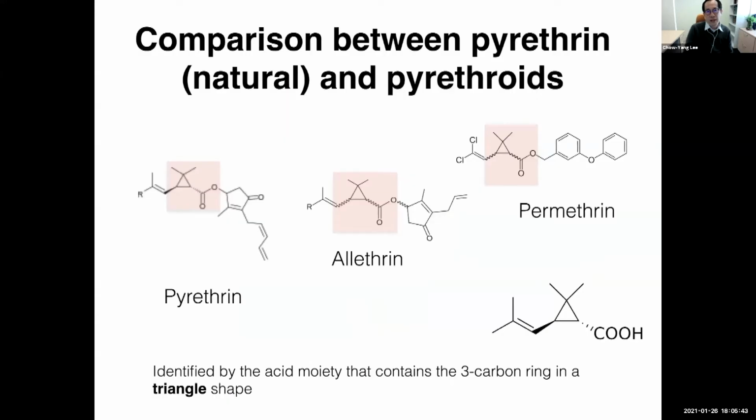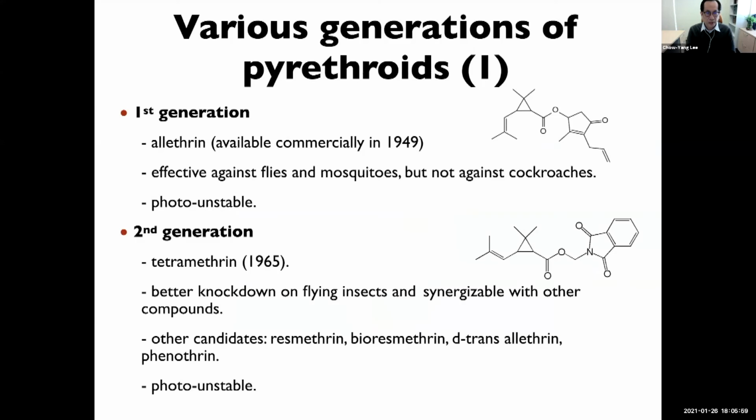So if you compare pyrethrins and pyrethroids, you can identify them based on the acid moiety that contains a three-carbon ring in a triangular shape. There are a total of five generations of pyrethroid. The first generation was available commercially back in 1949. This is allethrin. It's effective only against flying insects such as flies and mosquitoes, but not against cockroaches. They are photo-unstable as well.